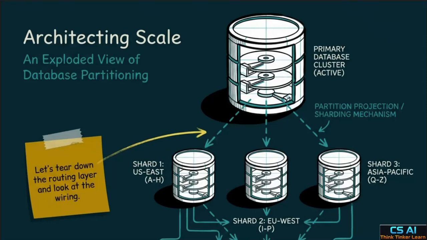Welcome back. Today we are diving deep into architecting scale. We often talk about databases as a single block, but when you hit massive scale, you need to tear down that routing layer and look at the wiring. We're going to explore how we partition and shard our way to high performance systems.